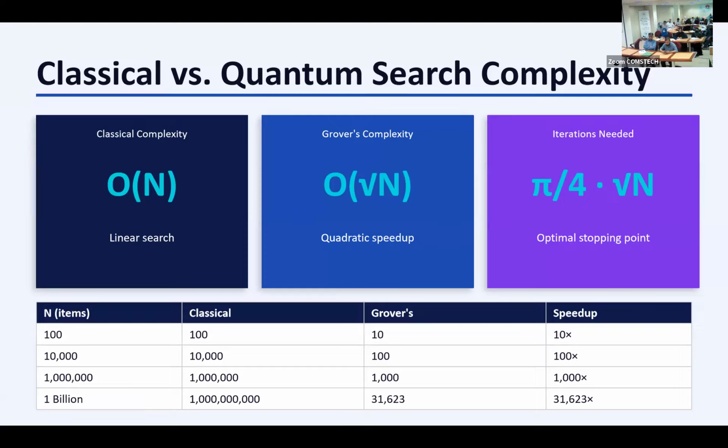Similar is the case if we increase it bit by bit and the number of items increases. If there are 10,000 items, then for the classical case, 10,000 searches would be needed. For the quantum mechanical case, only 100 searches would be enough. So it's going to speed up the process 100 times. Similarly, if we increase the size of the data set more and more, quantum supremacy is going to be there.